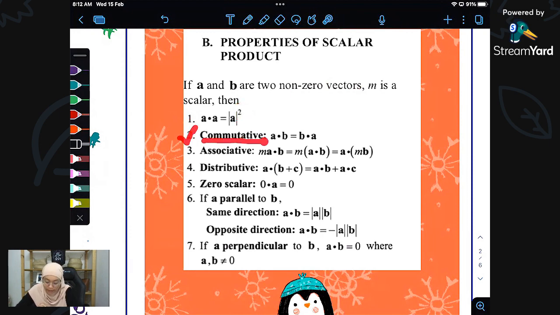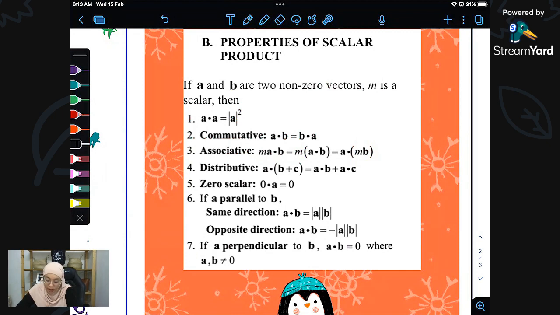Next we have commutative. Commutative is A dot B vector can be reversed as B dot A vector. So only the dot product allows it to be reversed. B can be in front, A can be behind. They are equivalent to each other. The third one is associative. We have here m constant in front of the A dot B. So m can be outside or m can be inside.